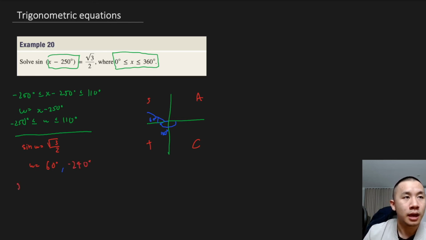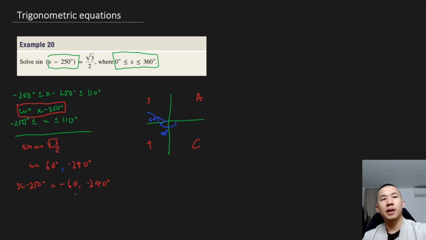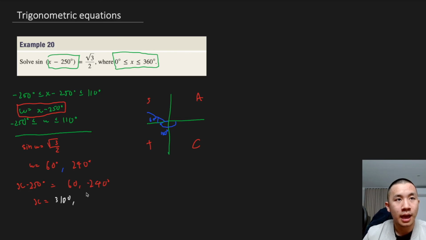And so x minus 250 equals negative 60 or negative 240. So I just changed u with x minus 250 from this statement. And then I will bring the minus 250 over. So x is equal to, whoops, that should not be negative, that should be positive. So we have x is equal to 310 and negative 10. And that is the final solution.